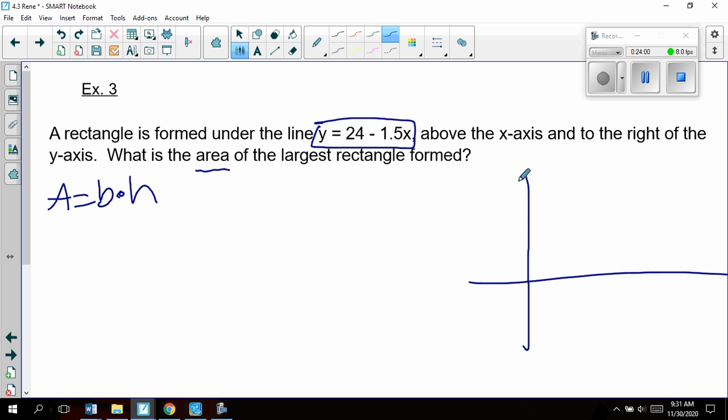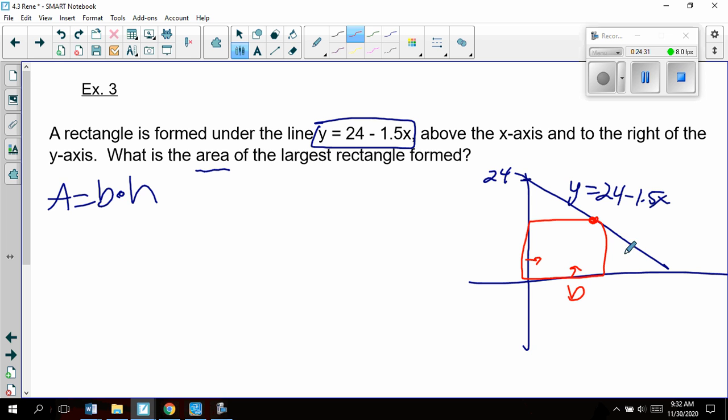Now, I'm not going to do a super good graph, but I'm going to make it big enough that I can write on it. So I know I'm up at 24, and then I've got a negative slope. I'm just going to label this so that I know what this thing is and where it comes from. Now, my rectangle has to be above this axis, to the right of this one, and under the line. So my rectangle is going to fall something like that and be on that axis. So here's my base, here's my height.